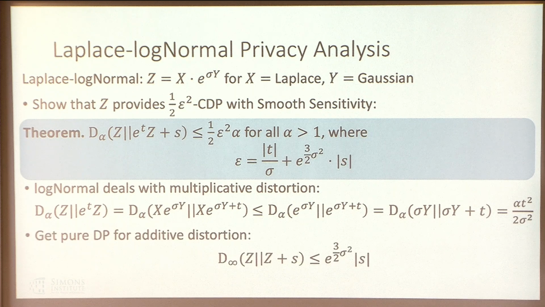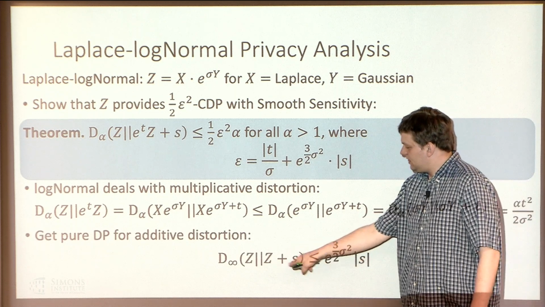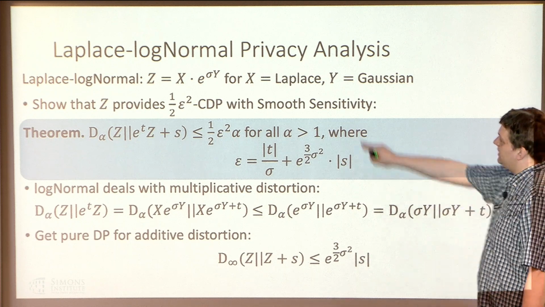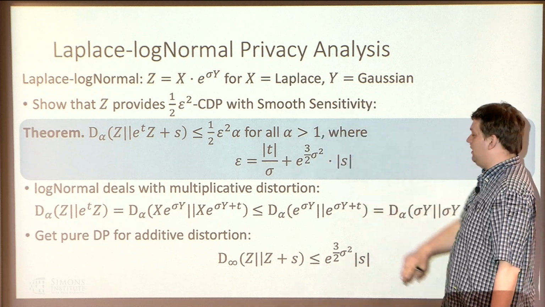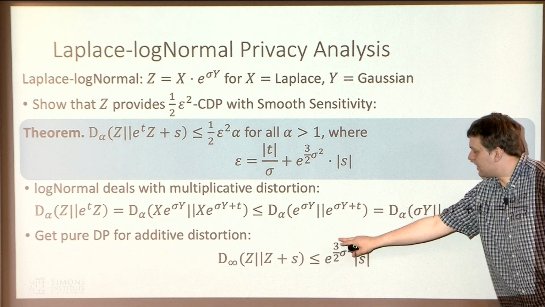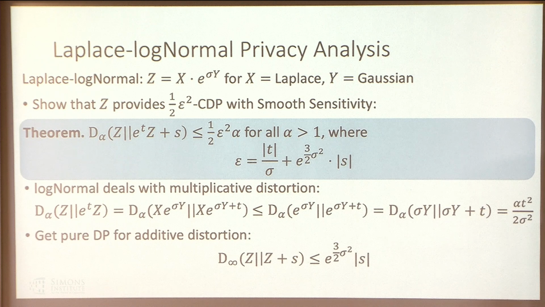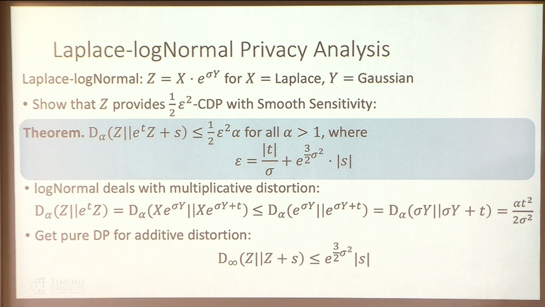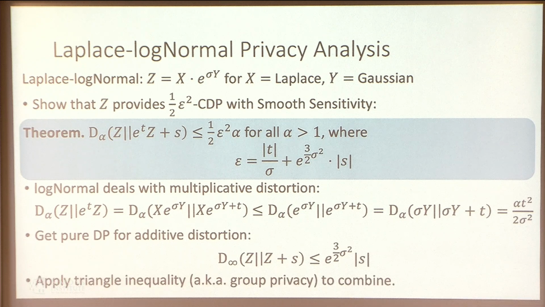Okay, and then for the additive distortion, we just look at z versus z shifted by s, and we're going to get pure differential privacy. The intuition for this is that there's a Laplace in there as well. That Laplace gives you something that looks like a pure DP with a scaling factor, but don't worry about that. So we just get a pure DP that scales with this s. And then we just need to combine these two together using the triangle inequality, which we generally refer to as group privacy. And we combine them together to get exactly this guarantee here.